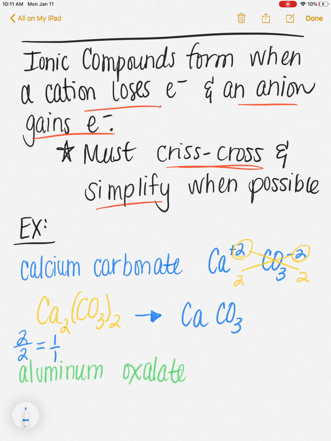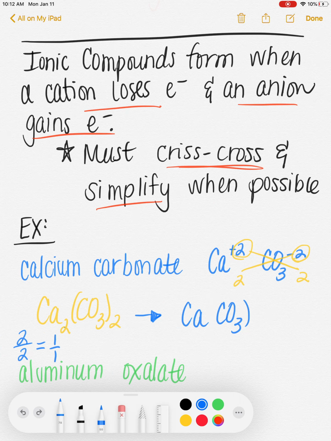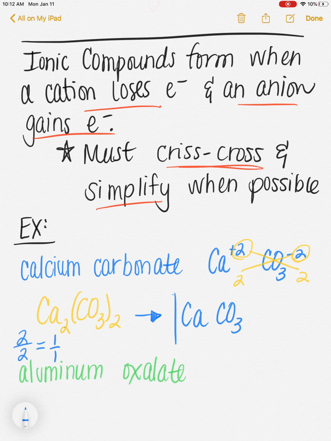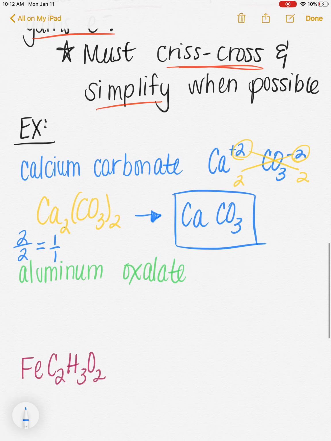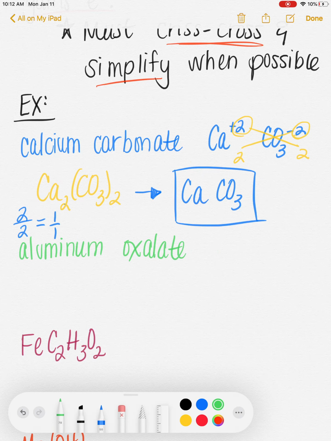I do see a lot of beginning chemistry students put parentheses around the carbonate because you had parentheses over here. However, you don't have to do that. That's kind of overkill, and you won't ever see that in a textbook. If it's a 1-to-1 ratio, you just leave the parentheses out. So the correct formula for calcium carbonate is CaCO3.